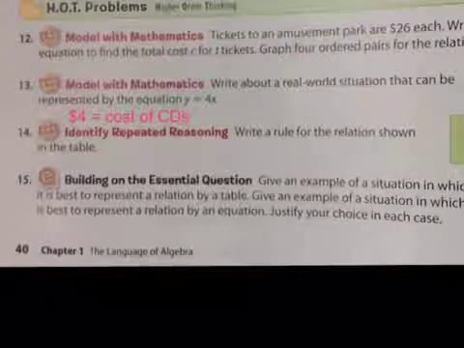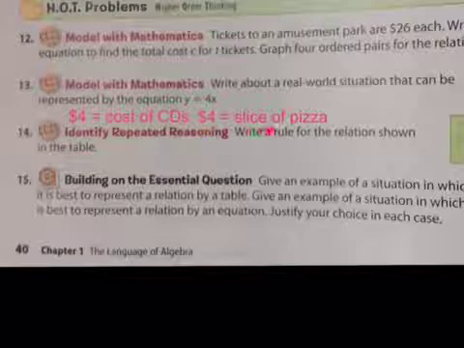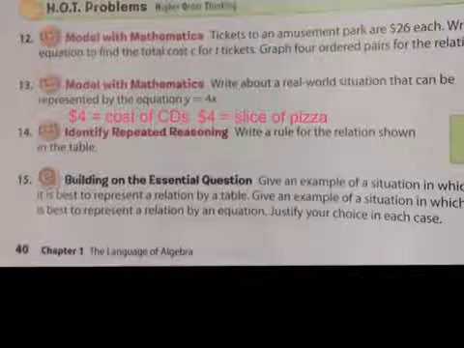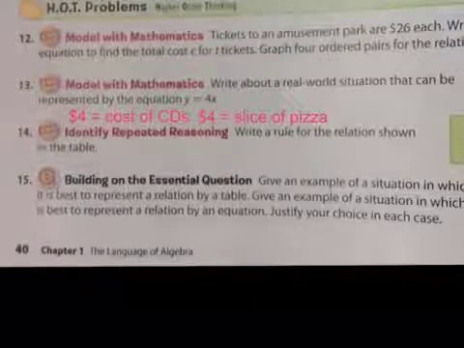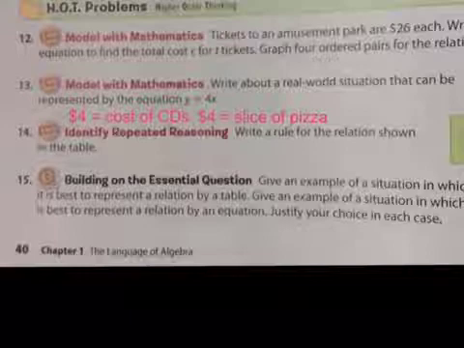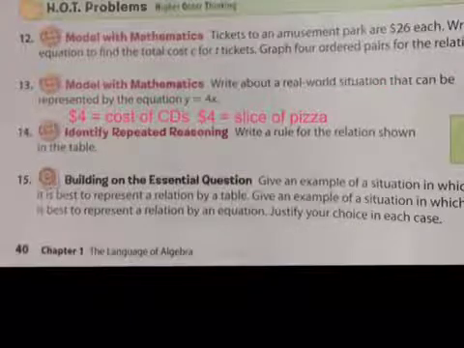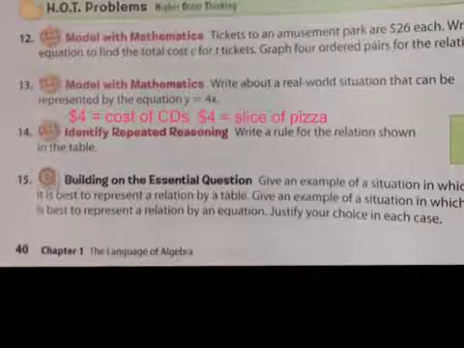Another idea could be $4 represents a slice of pizza. So you could buy, let's say, 4 slices of pizza. That would replace the x with 4, so you have y equals 16. Okay, so think of a real world situation on your own and write it out. I'm looking forward to seeing that answer.